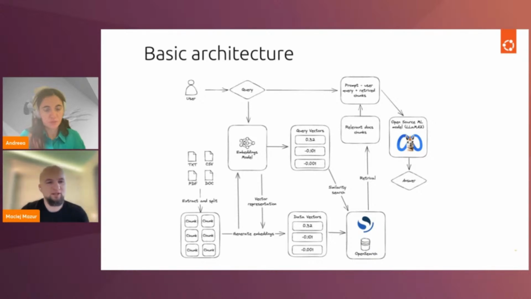Because the trick about LLMs is that they don't actually understand languages. Like Andreea mentioned that they are multilingual. They are actually just mathematical things that operate on vectors and numbers, and for them the language doesn't really matter. So that's why we need to first use an embeddings model and prepare this data to be stored.